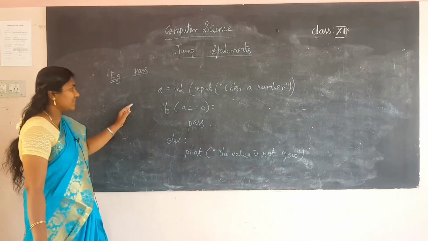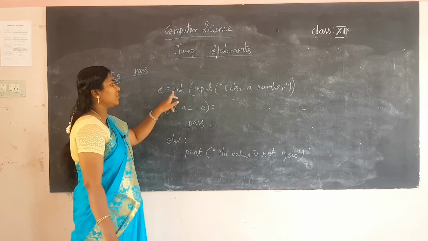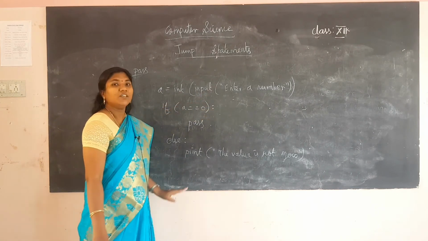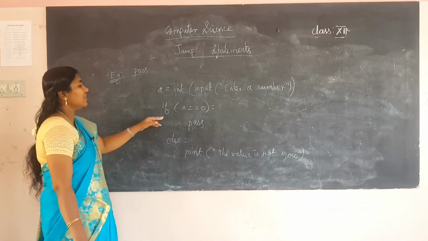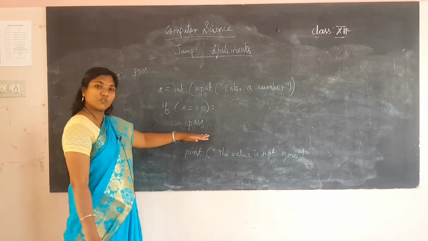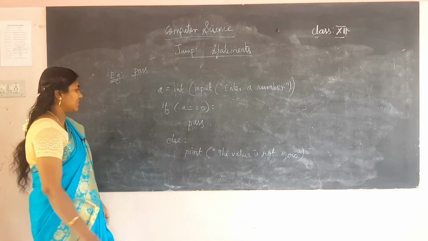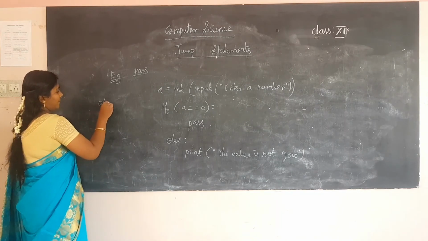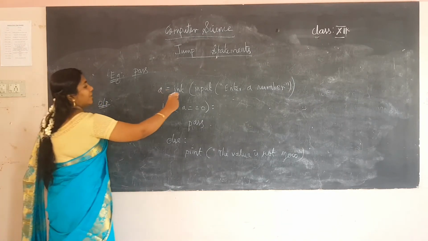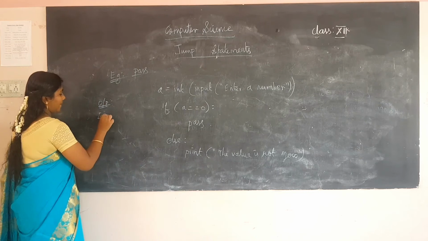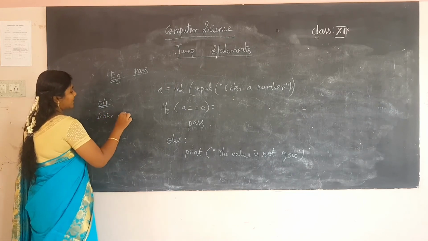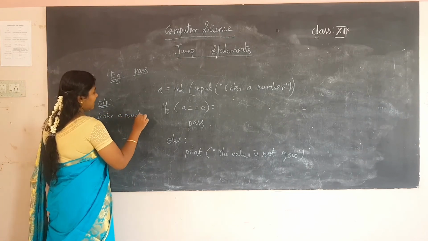Okay, so consider this Python program. A is equal to int, input, enter a number. So what will be the output for this? If A is equal to 0, I have asked to pass, else print the value is not 0. So what will be the output? First it will ask to enter a number.